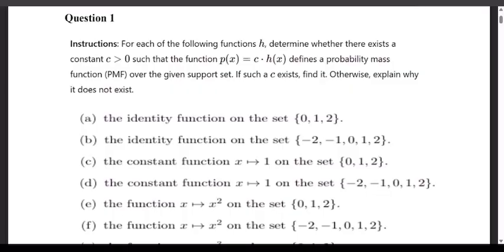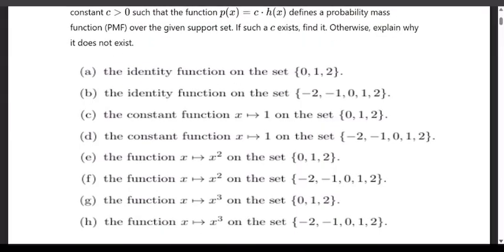Now, you are given A to F. They give you an identity function on a set, which we normally call the support. This is a support: 0, 1, 2, negative 2, 2, 2. They want to figure out the value of C such that C multiplied by H of S defines a probability mass function. They want to do that for the identity function, for a constant function, for a quadratic, and for a cubic.